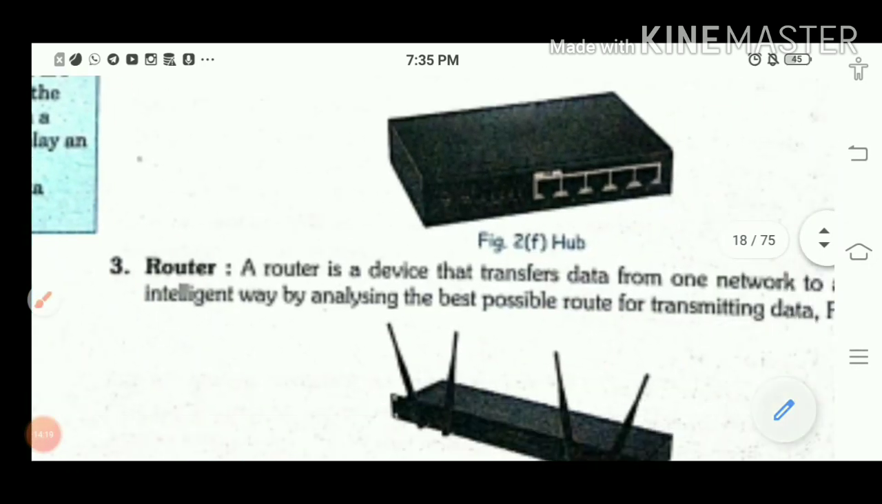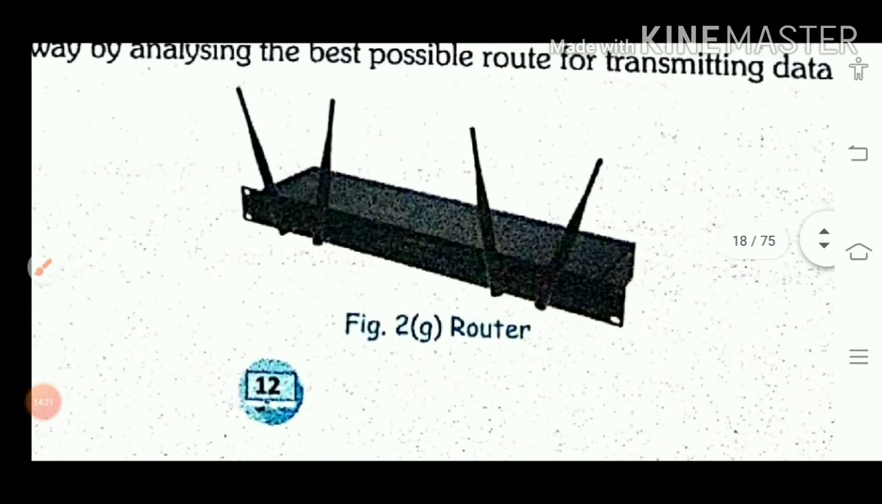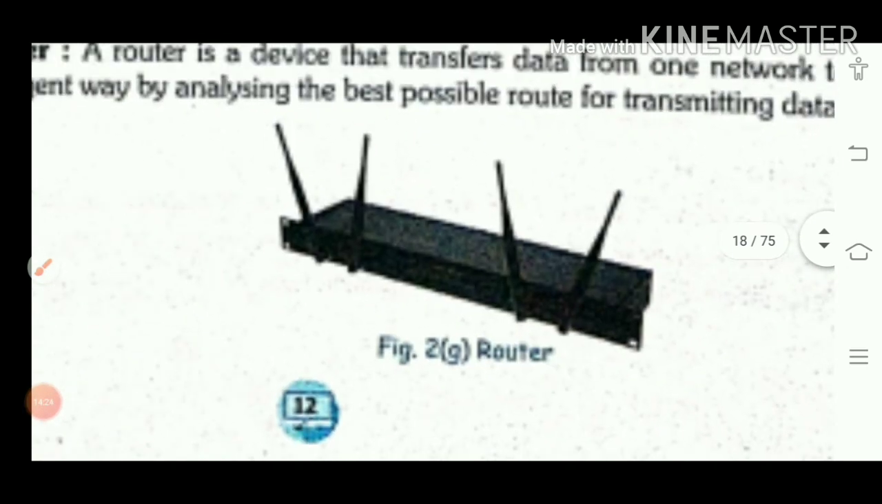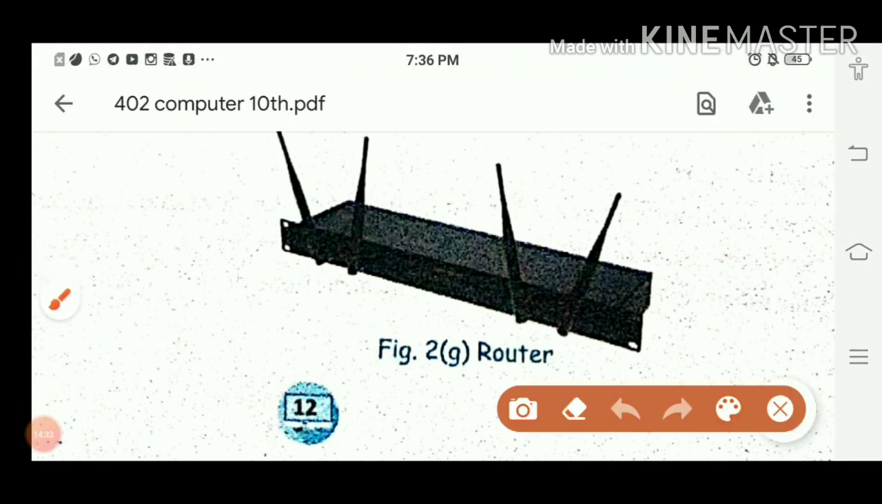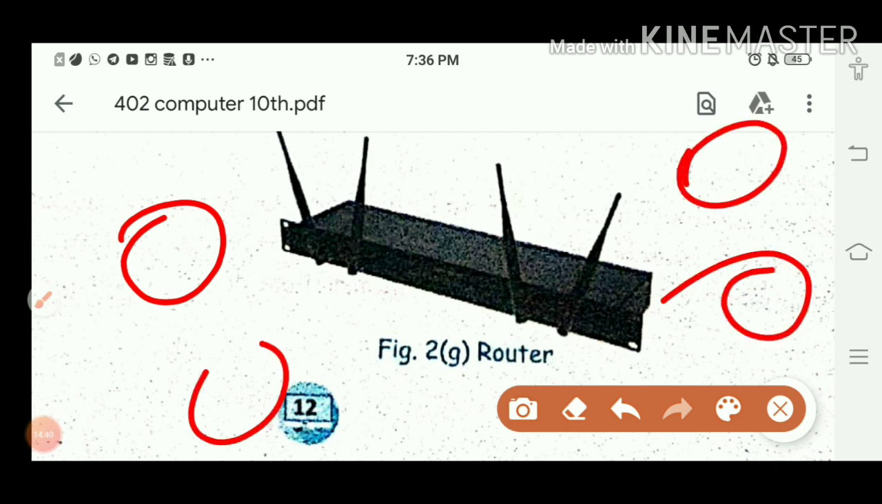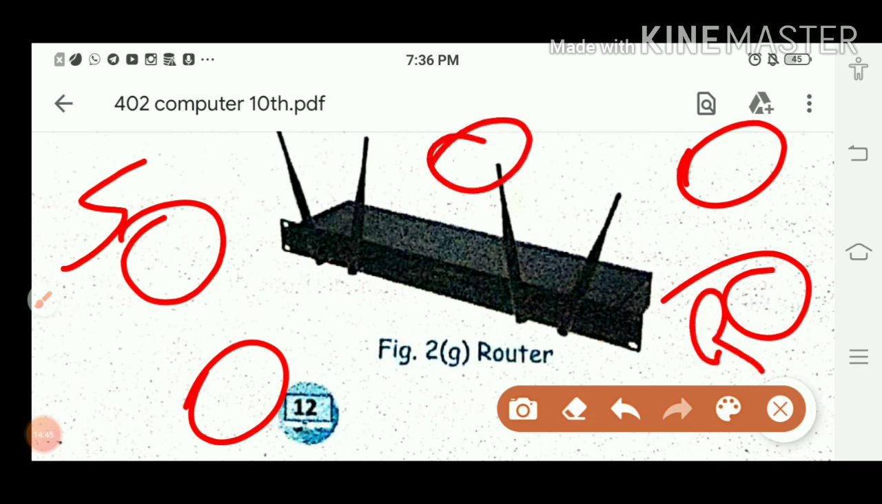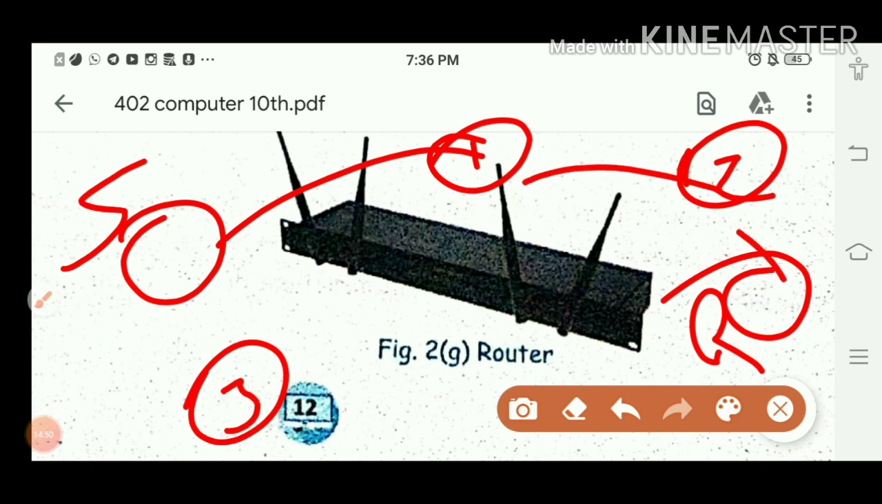The next device we discussed is the router. Children, this one is the router. What is the function of a router? It will find the best possible route for transmitting data. This is the duty of the router. You all are using the internet, and on the internet we are using routers. Here these computers are there. This one is the sender, this one is the receiver, and one more node is there. So nodes 1, 2 and 3. Here two nodes are there for reaching the receiver, and here one node is there.